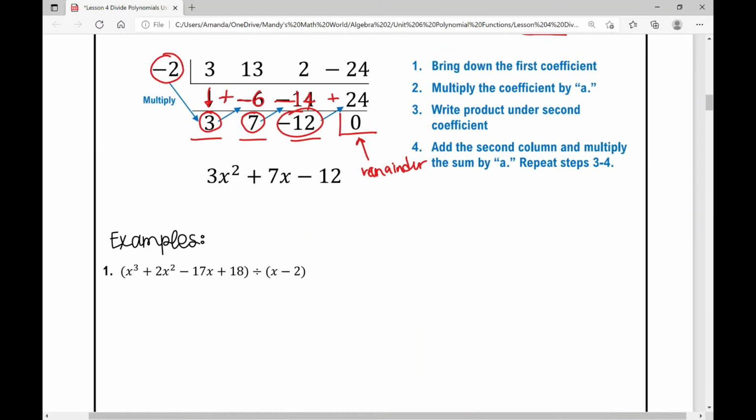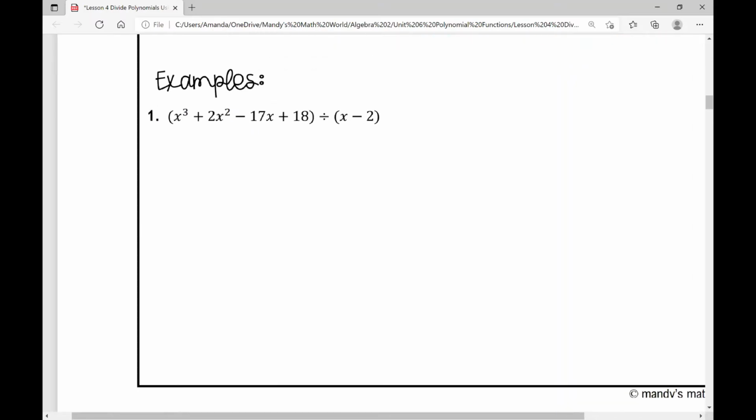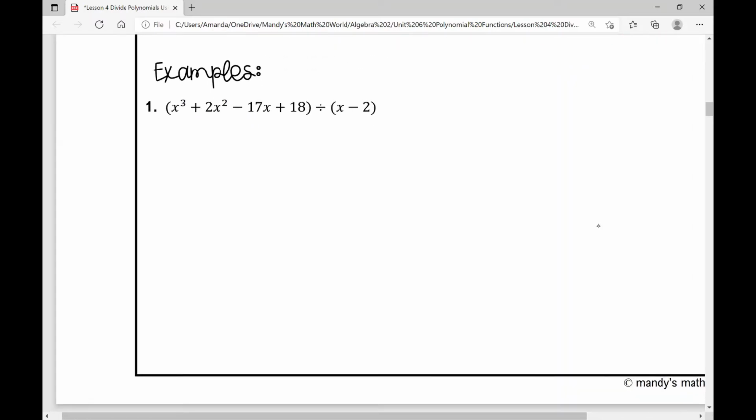So let's work through our first example right here. x cubed plus 2x squared minus 17x plus 18 divided by x minus 2. What I'm going to first do is, I know this polynomial is written in standard form. I take that dividend and I write the coefficients just like this: 1, 2, negative 17, positive 18. For x minus 2, I put 2 right here, since the solution of that factor would be 2.